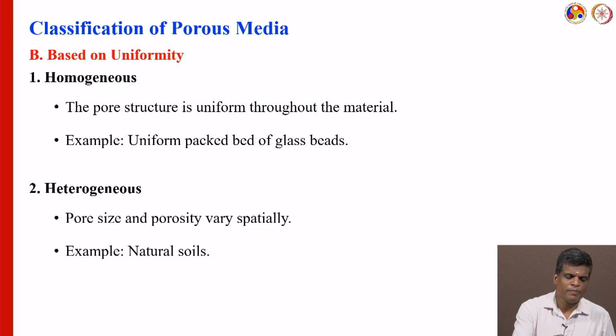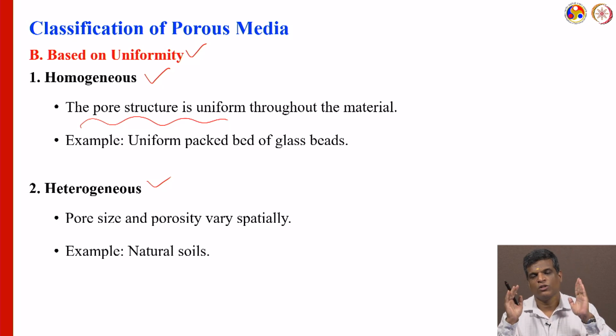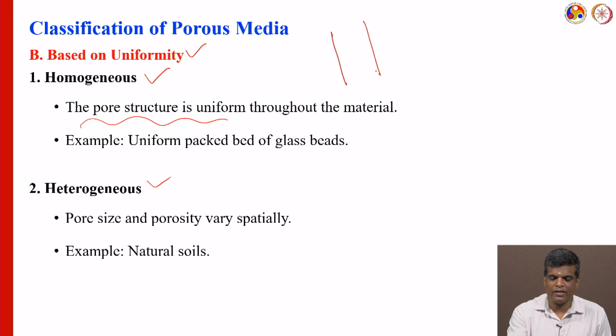Based on uniformity, there are two types of porous media here. One is homogeneous, the other is heterogeneous. Of course, homogeneous we always know. The pore structure is uniform throughout the material. Normally in a packed bed, glass beads are used, a uniform packed bed of glass beads, because the pore structure throughout the column is uniform.